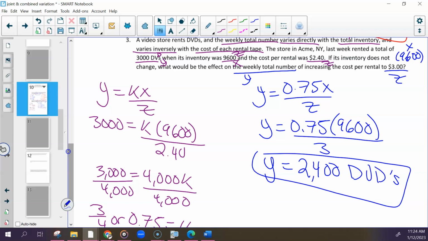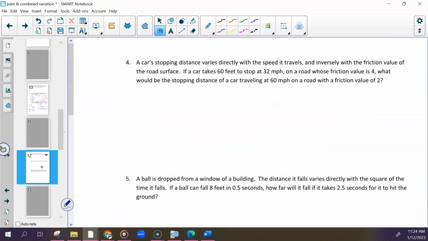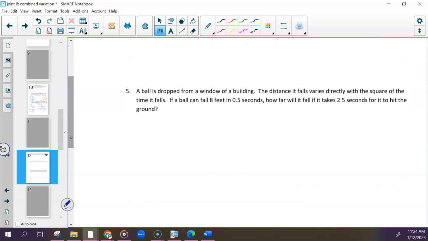On the back of this page, we're going to skip over 4 because that's another example like what we just did. So I want you to be able to try at least one of these as well. And we're going to go to 5. So a ball is dropped from a window of a building. The distance it falls varies directly with the square of the time it falls. So distance would be like your y, the square of the time would be like your x. How would we set up this equation?